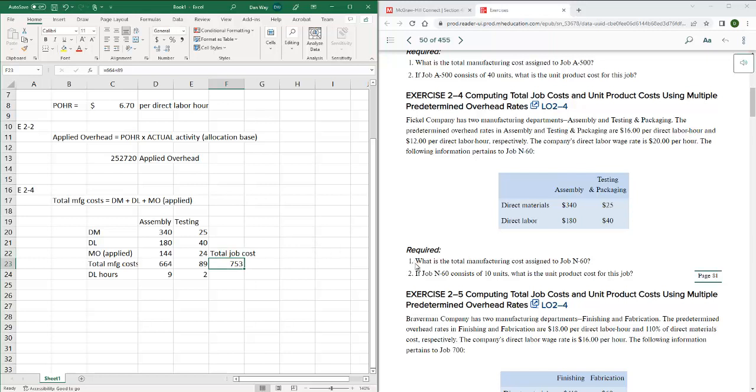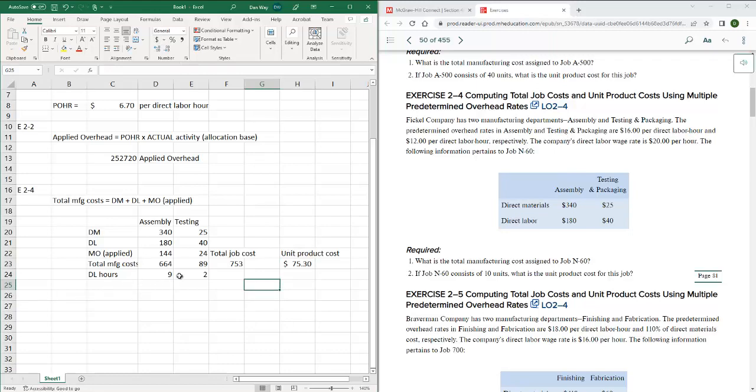And then part 2 just said, well, if job N60 consists of 10 units, what's the unit product cost? I'm just going to jot that down here. Not anything real fancy there, it's just the total cost of the job, $753, divided by the 10 units. We're just saying what's that average unit cost, essentially. And that's $75.30.